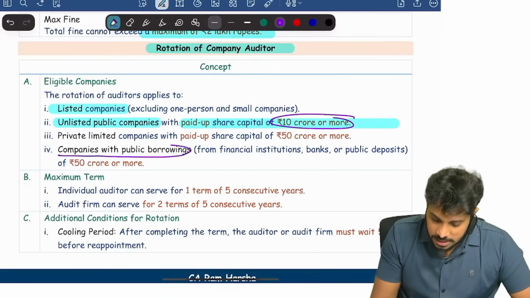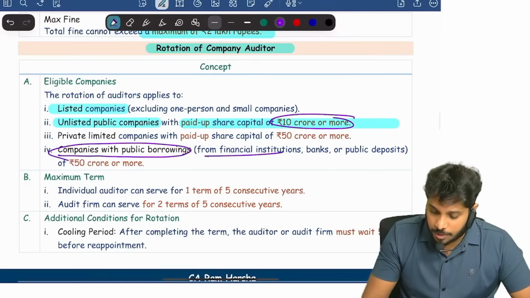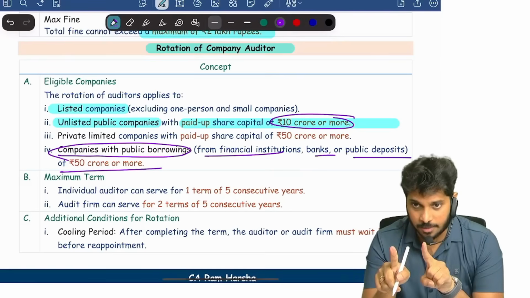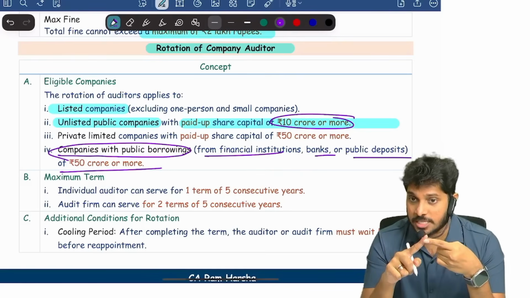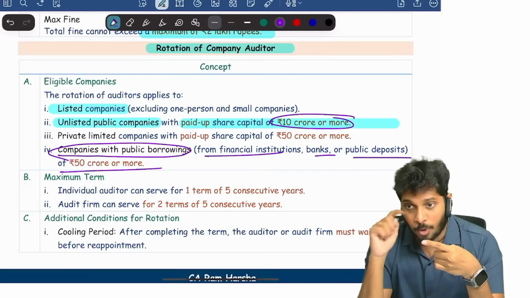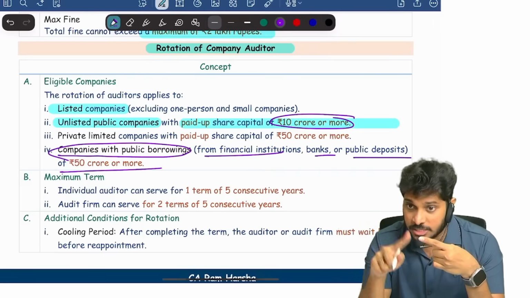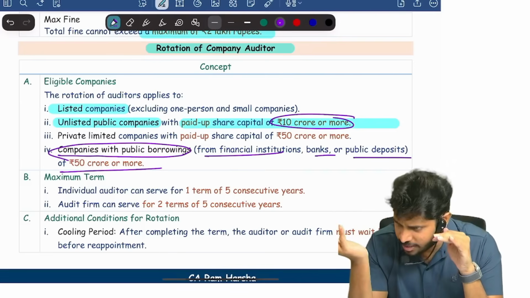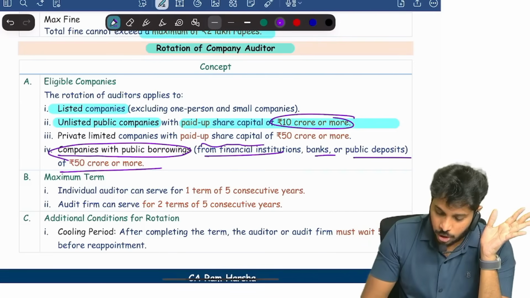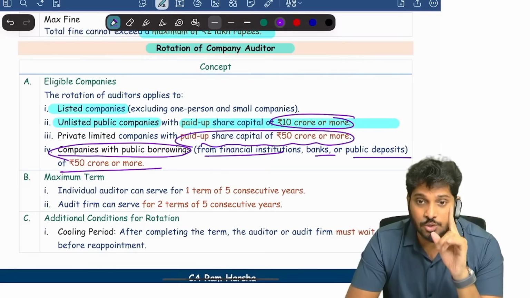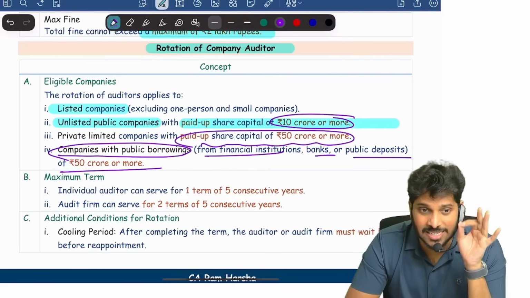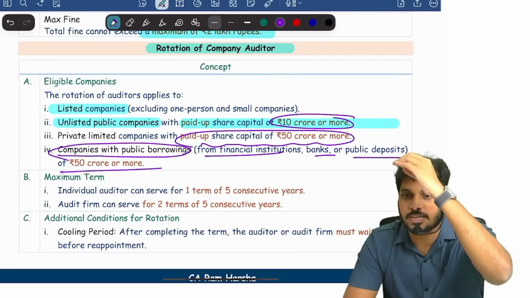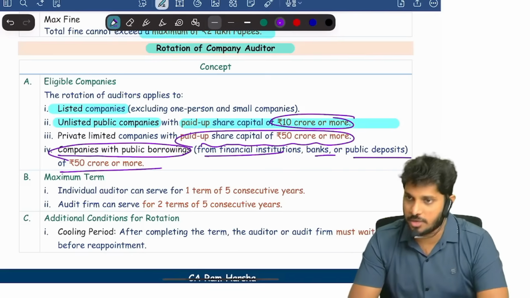Again, unlisted public companies with public borrowings from banks, FIs, public deposits of 50 crore or more. A public limited company which has a paid up share capital of 10 crore or more, or borrowings from banks, FIs, public deposits of 50 crore or more, automatically has rotation applicable. What about a private company? A private limited company also has rotation applicable, where the criterion is only one: paid up capital of 50 crore or more. Are you clear?